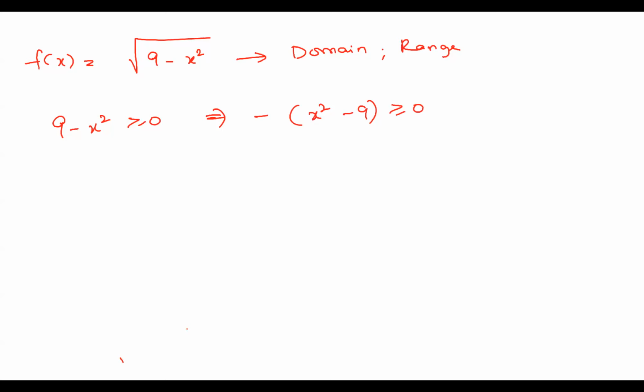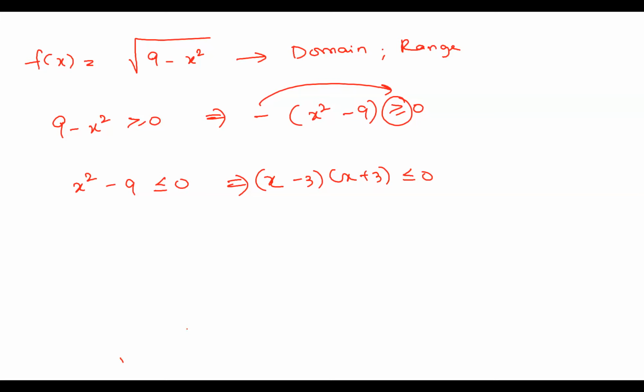Right. Now, x square minus 9 will be less than or equal to 0. Whenever you take the minus sign to the other side, inequality will change. So less than or equal to 0, which implies x minus 3 into x plus 3 is less than or equal to 0. Then what does x belong to?